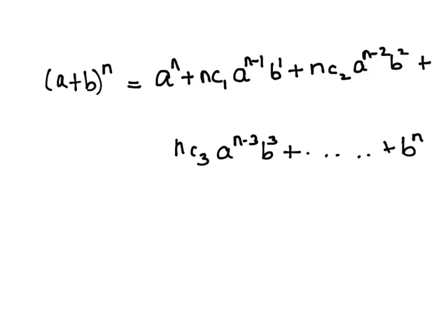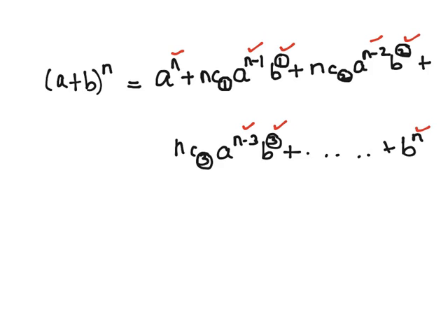So in this expansion you can notice nc1 and b power 1, nc2 and b power 2, nc3 and b power 3, like that. And one more thing, the powers of a and b add up to n, isn't it? For example, here you have n minus 1 and 1, sorry, n minus 2 and 2, n minus 3 and 3, like that. And also n here and n here. The powers of a and b add up to n.